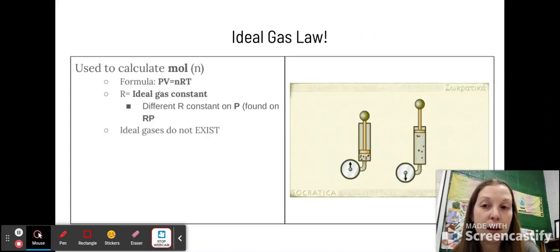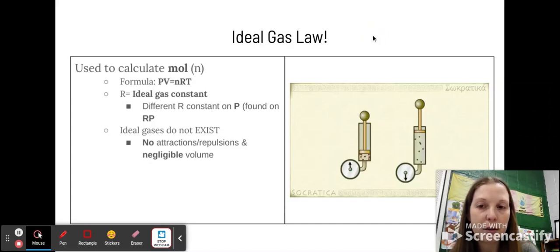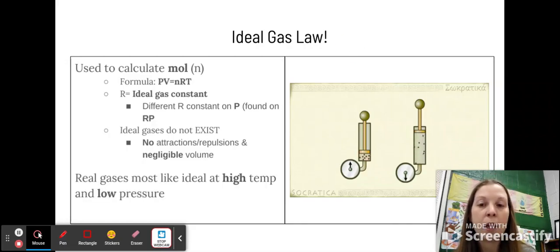Ideal gases themselves do not exist. They are not a real thing. However, we can use the idea of ideal gases to compare to what we do see, which are real gases. The reason that ideal gases do not exist is because they would have no attractions or repulsions, and we know that that's not the case because gases can condense back down into liquids for a lot of substances. And then they have a negligible volume. So just remember those stipulations.